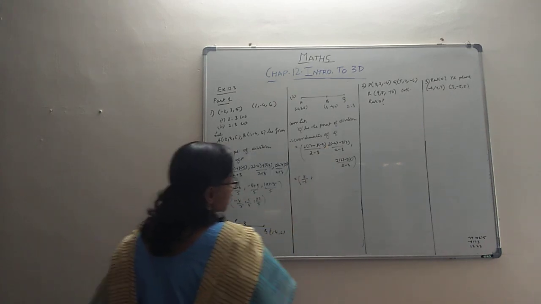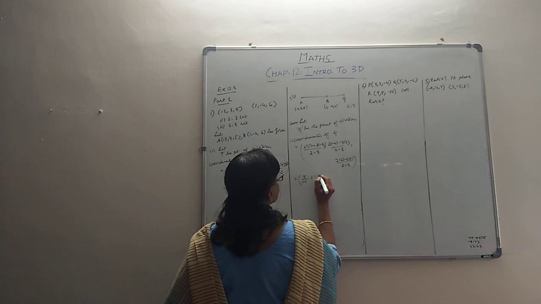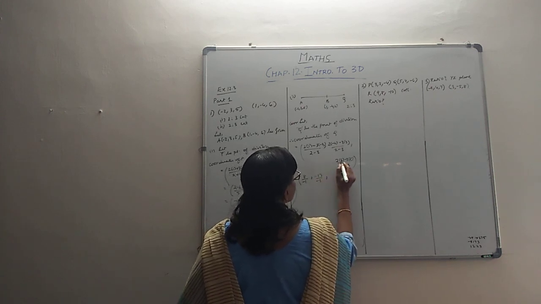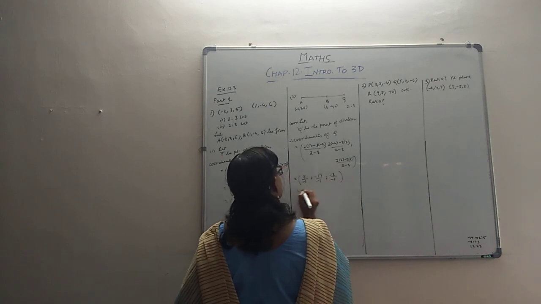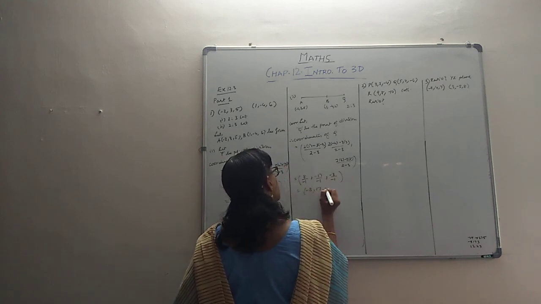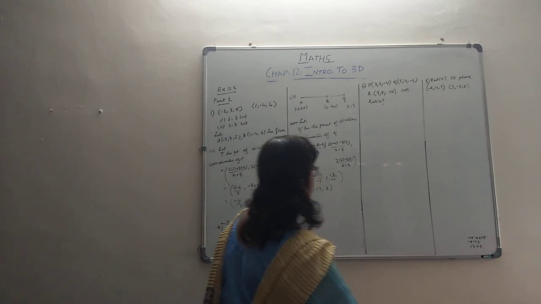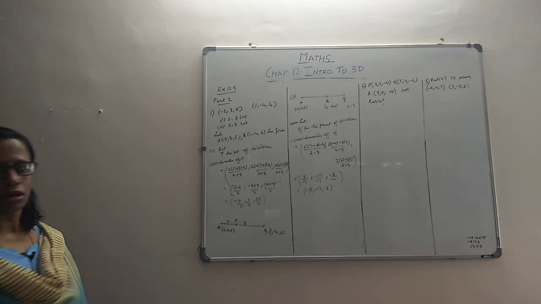Minus 8 minus 9 is minus 17 by minus 1. And this is 12 minus 15, which is minus 3 by minus 1. So it's like minus 8, 17 and 3. Yeah, so that's how you're getting the coordinates of Q.